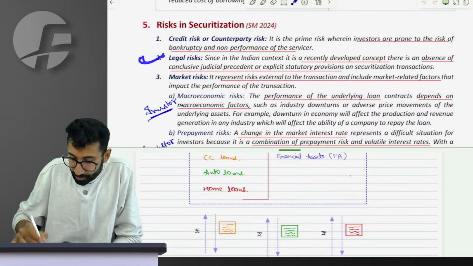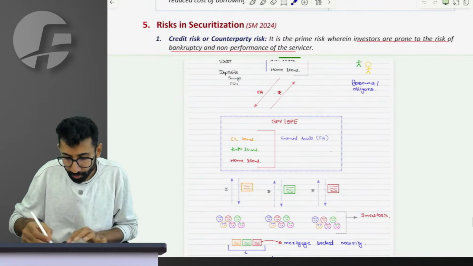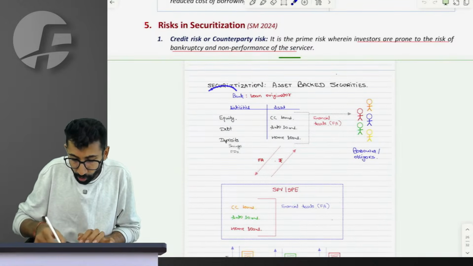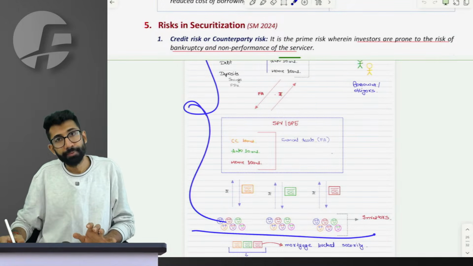Legal risk. Sir, this entire concept of securitization actually has not been very common in India, right?